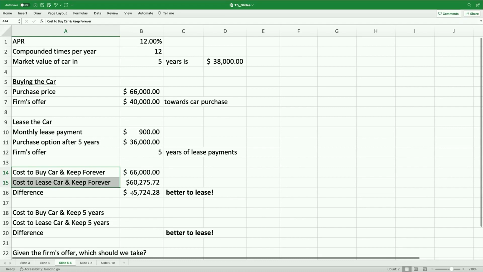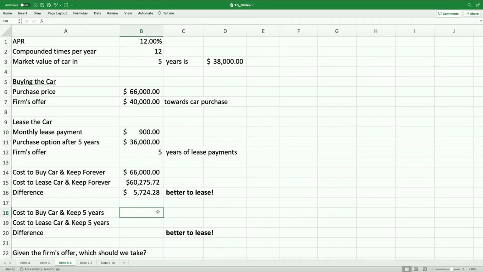Okay, so let's calculate the cost to buy the car and keep it for exactly 5 years, and then the cost to lease the car and keep it for exactly 5 years. And we're going to see this difference is the same. We're going to get the same 5,724.28. All right, what would be the cost to buy the car and keep it for only 5 years? Okay, so let's think about it.